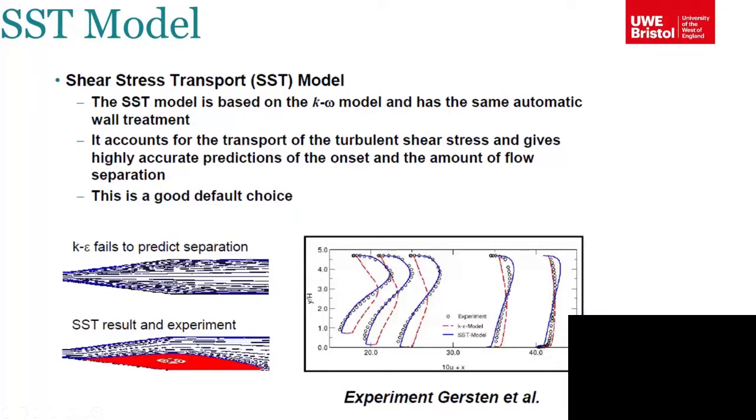The shear stress transport model is based on the K omega model and has the same automatic wall treatment. The shear stress transport model is good for separation. If you were to model separation, you would use the SST model rather than the K epsilon or K omega models. Yes.